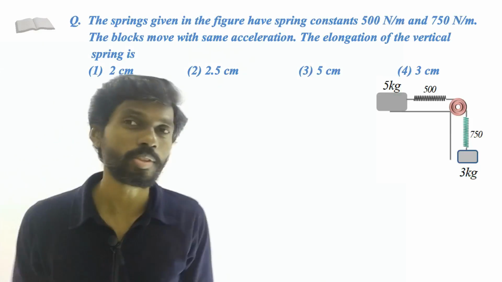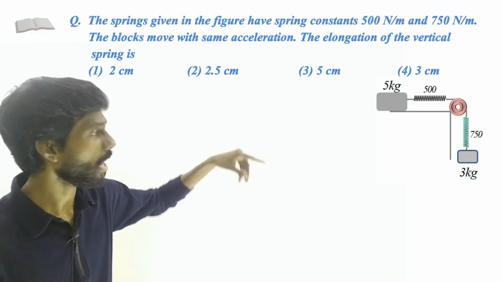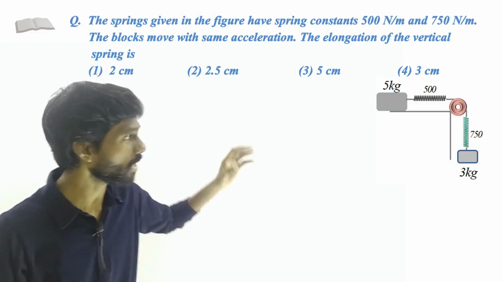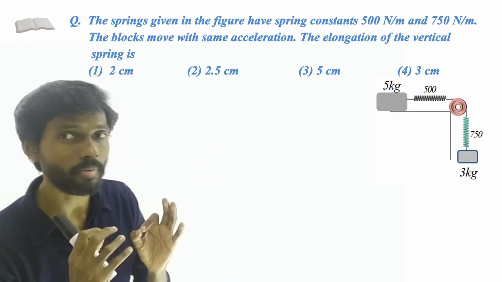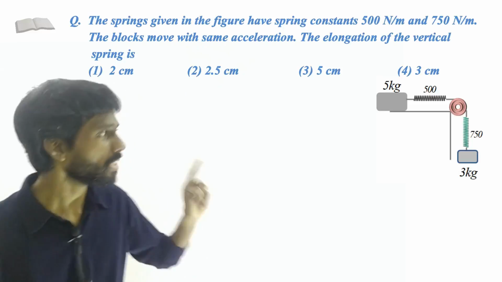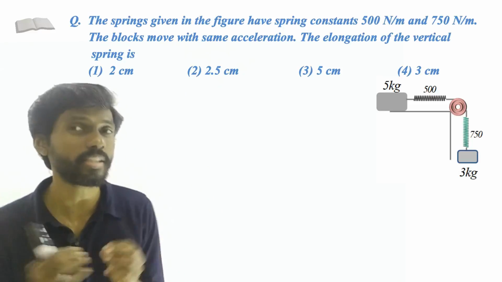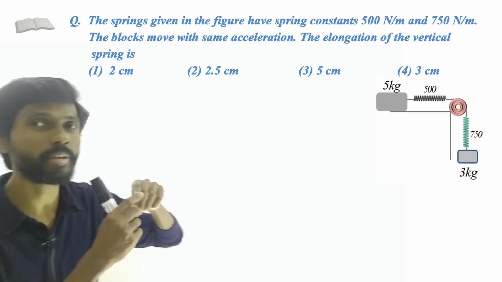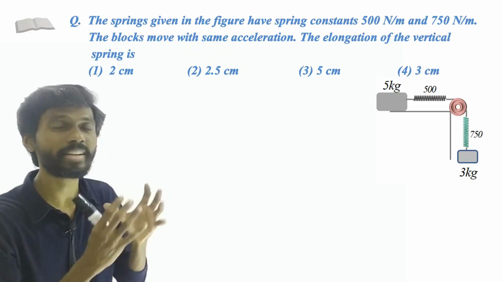Here we have two blocks, one moves in the horizontal direction and the other one moves in the vertically downward direction with the same acceleration. The acceleration of this block and that block are the same, but the directions are different, and these two are connected by two springs. But these two springs are connected in series, right? Though they are not along the same line, these two are directly connected, so they are connected in series.